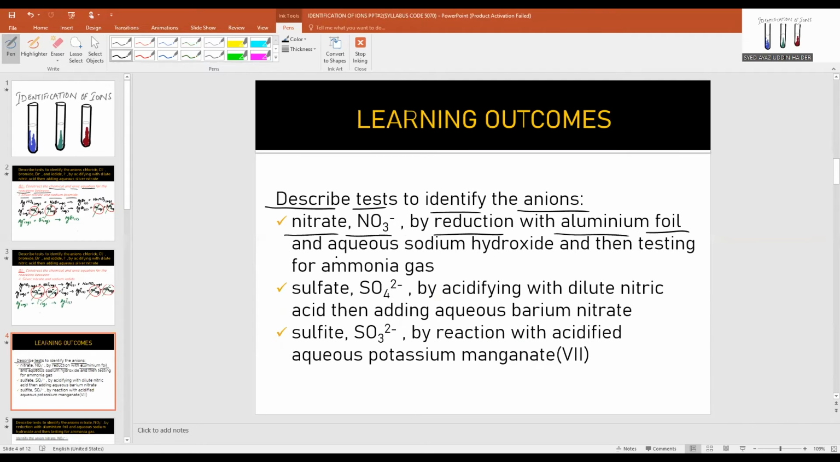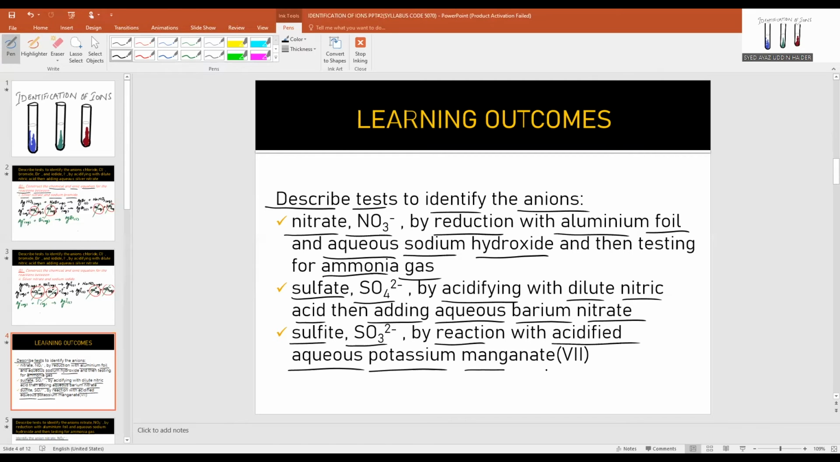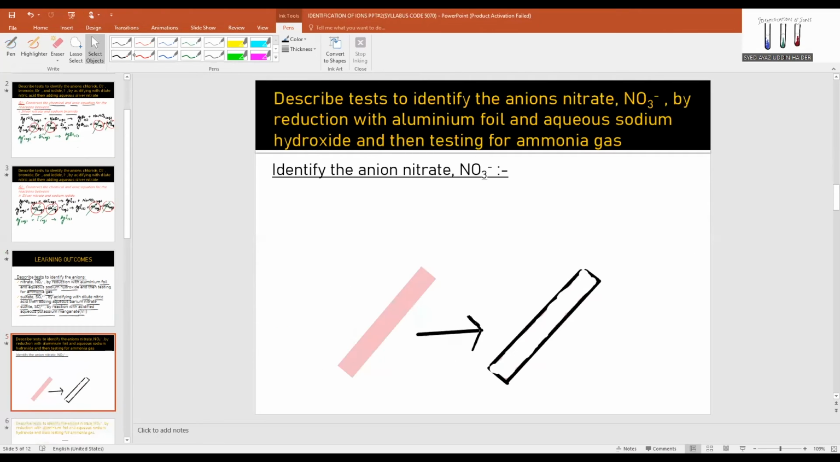The learning outcomes for this lesson are: describe tests to identify the anions. Nitrate, NO3 minus, by reduction with aluminium foil and aqueous sodium hydroxide, and then testing for ammonia gas. Sulfate, SO4 2 minus, by acidifying with dilute nitric acid, then adding aqueous barium nitrate. Sulfite, SO3 2 minus, by reaction with acidified aqueous potassium manganate 7. In this video, I will talk about the test and results for the anions nitrate, sulfate, and sulfite.